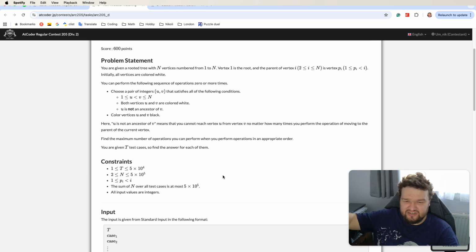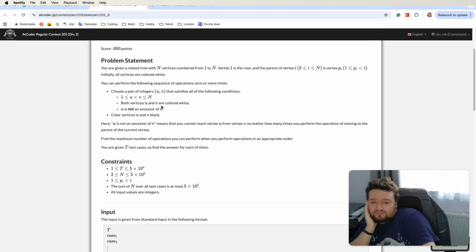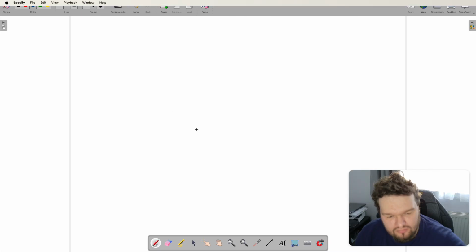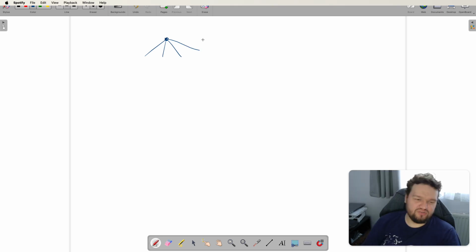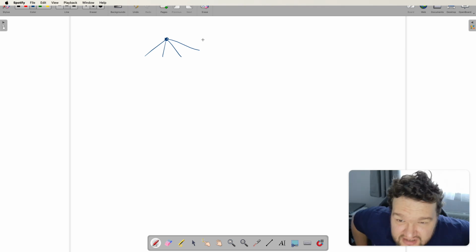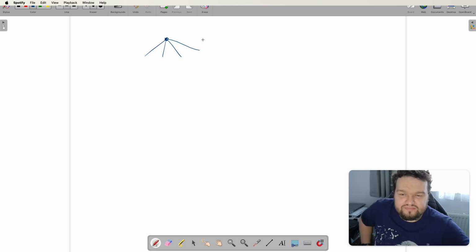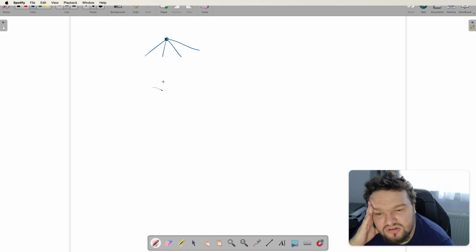But we can do some greedy, right? So we have a tree. In the tree there is a root, but the root cannot be used in any pair, right? Because it's an ancestor of everything. So we cannot take it at all.